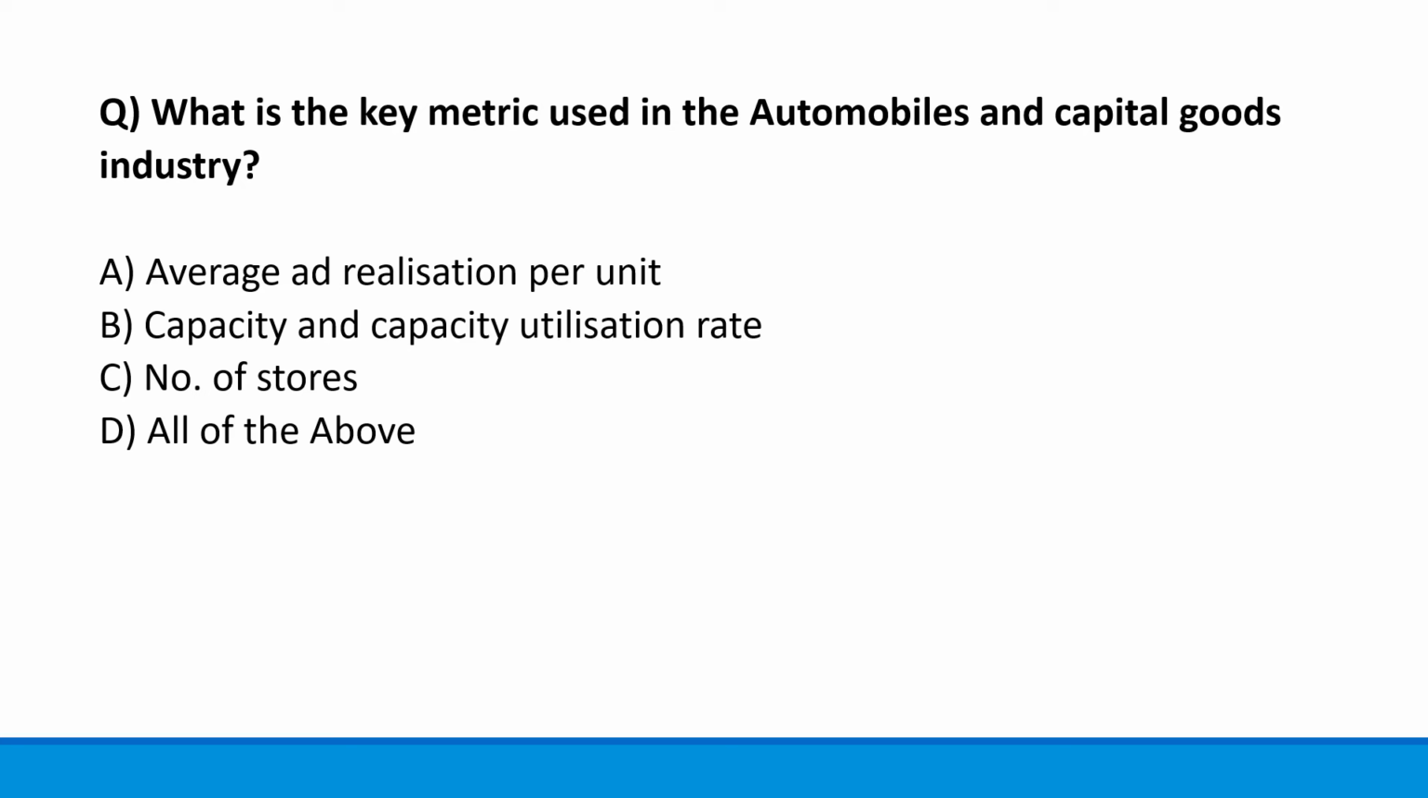Which of the following key metric is used in the automobiles and capital goods industry? Option A, average ad realization per unit. Option B, capacity and capacity utilization rate. Option C, number of stores. And option D, all of the above. The answer is option B, capacity and capacity utilization rate.